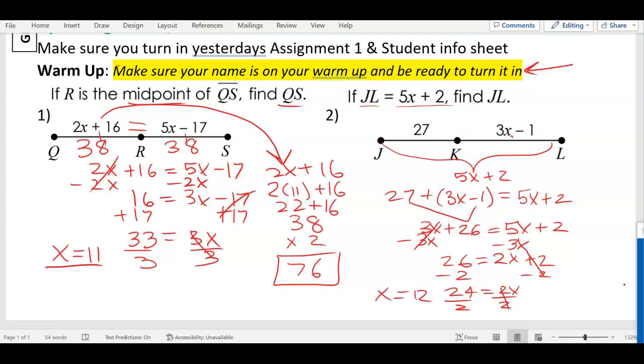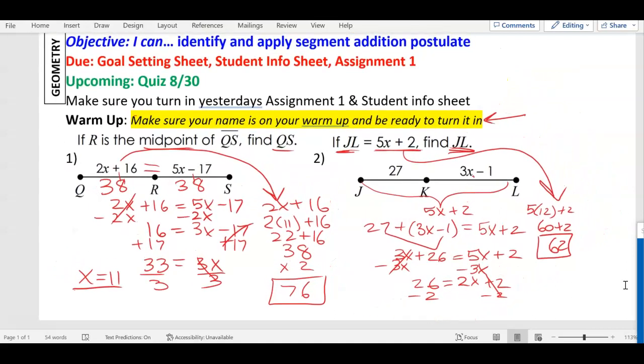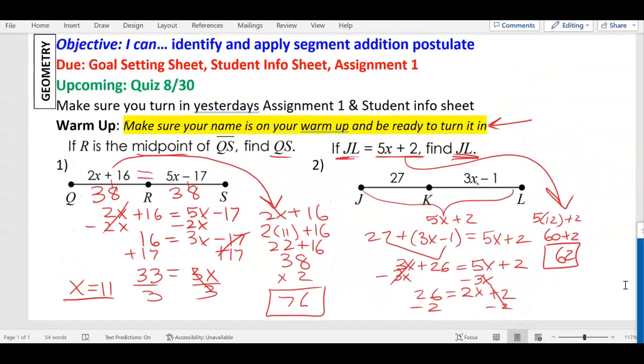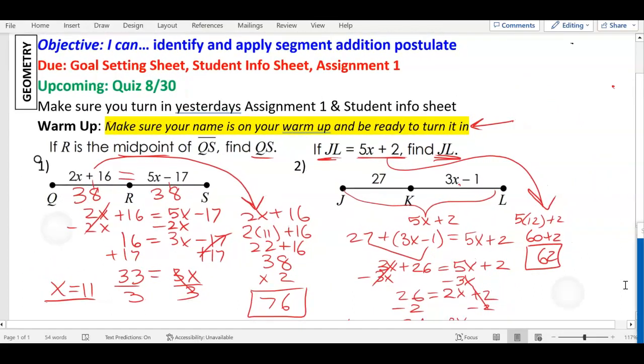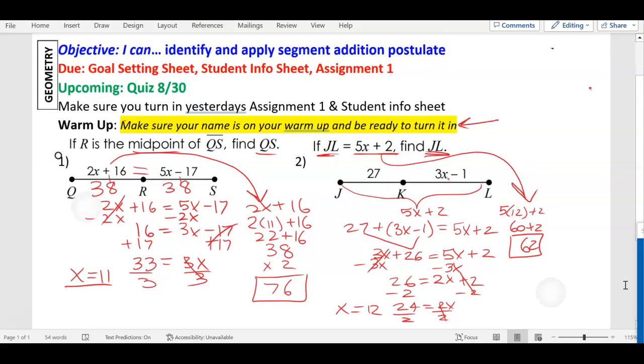But x is not what I'm looking for. I want JL. JL, it already told us, is 5x plus 2. So instead of 5x plus 2, it's 5 times 12 plus 2. 5 times 12 is 60, and 60 plus 2 is 62. Okay, I may have done that a tad faster than the notes because we have gone over it before.